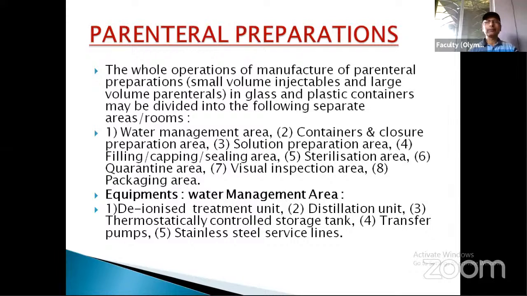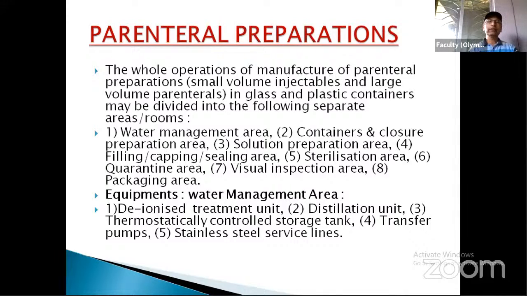Quarantine area. Quarantine means the storage area, you know. And this is for the raw material, for packaging material, for finished goods. Visual inspection area will be there. You have to visually inspect each and every container, and then your packaging area. So these are the 8 areas. You have to divide your entire manufacturing section.